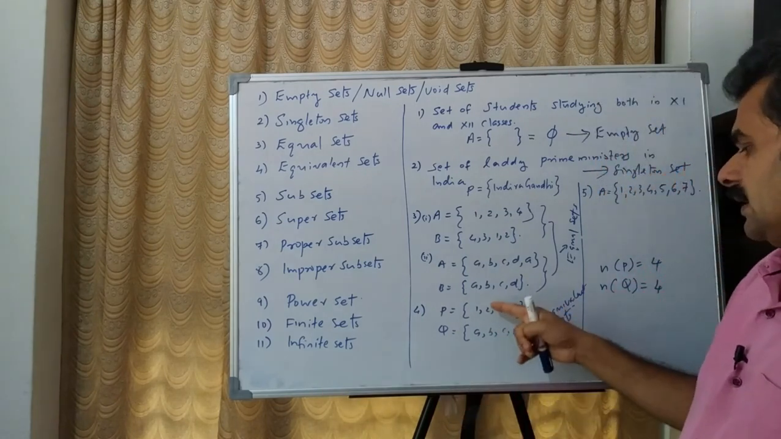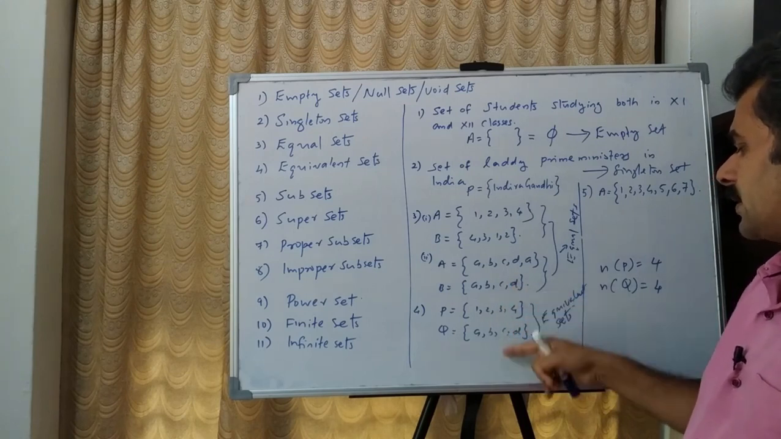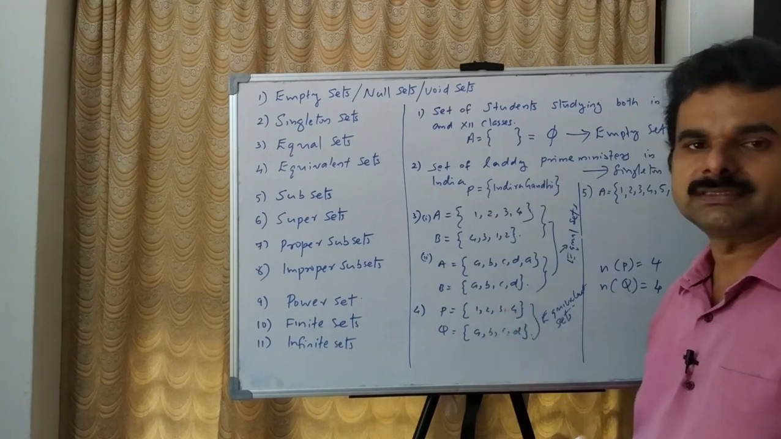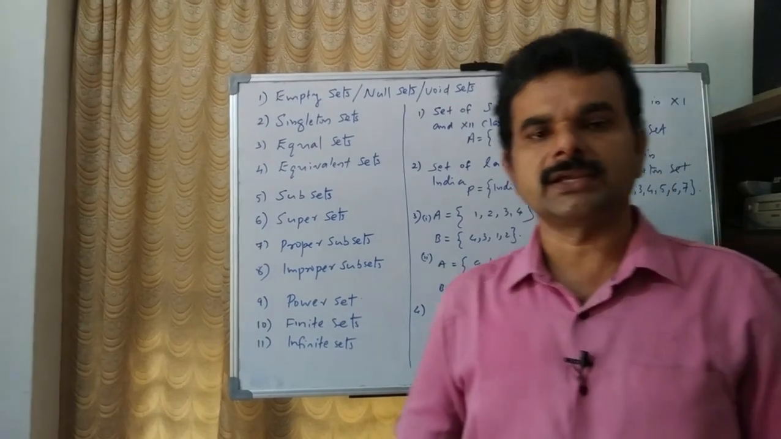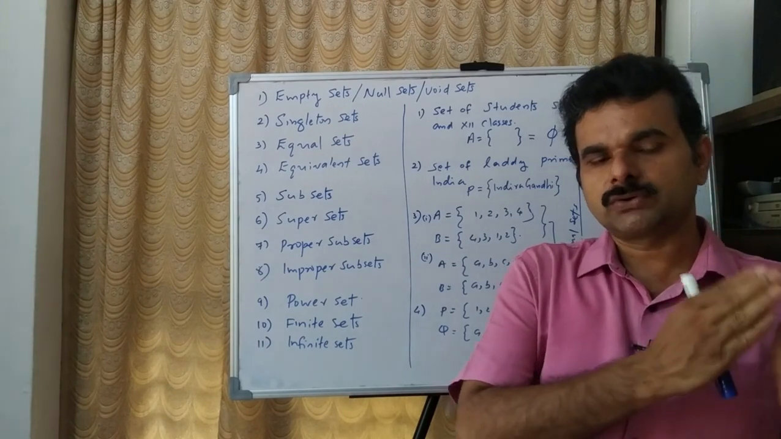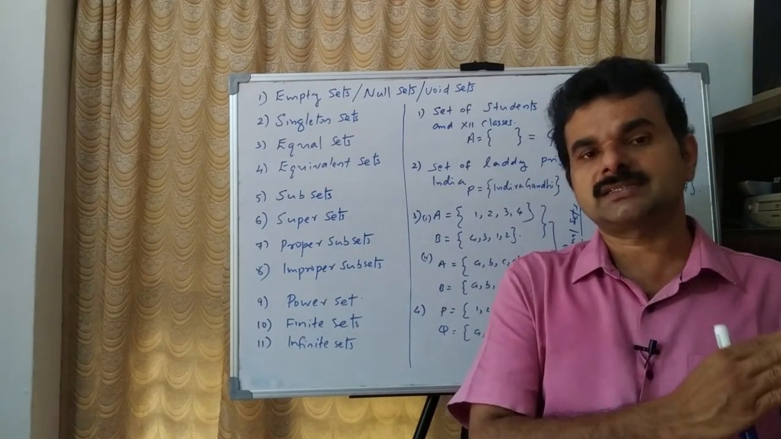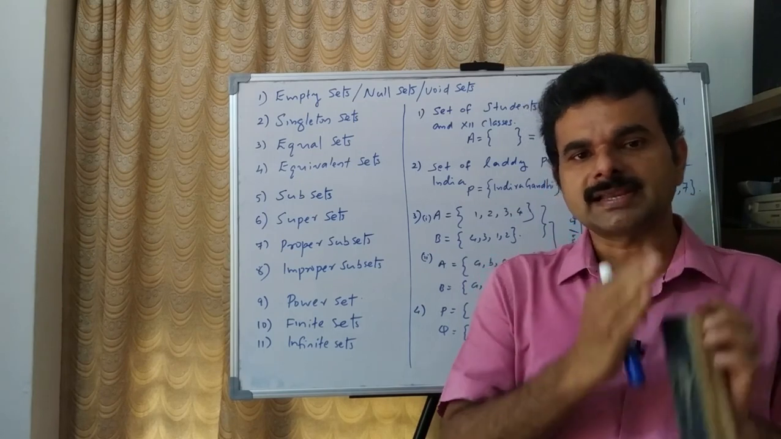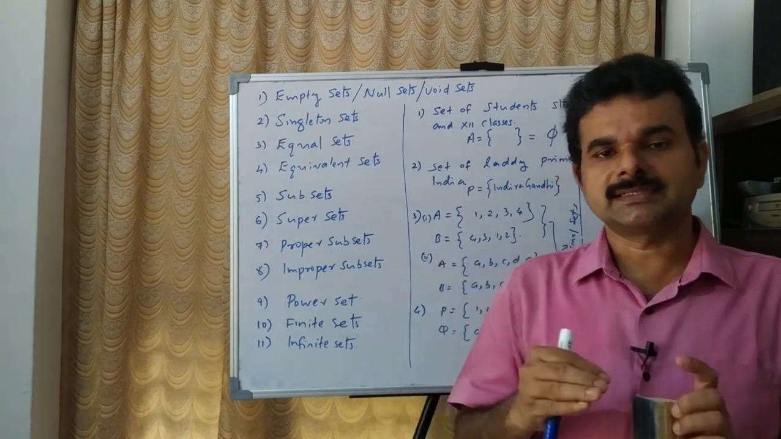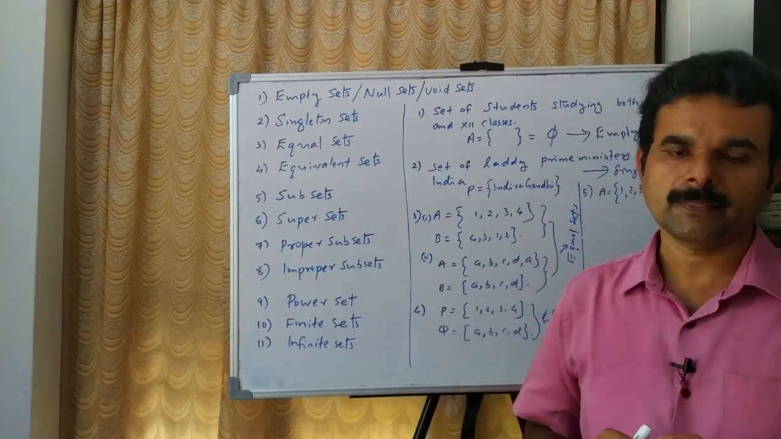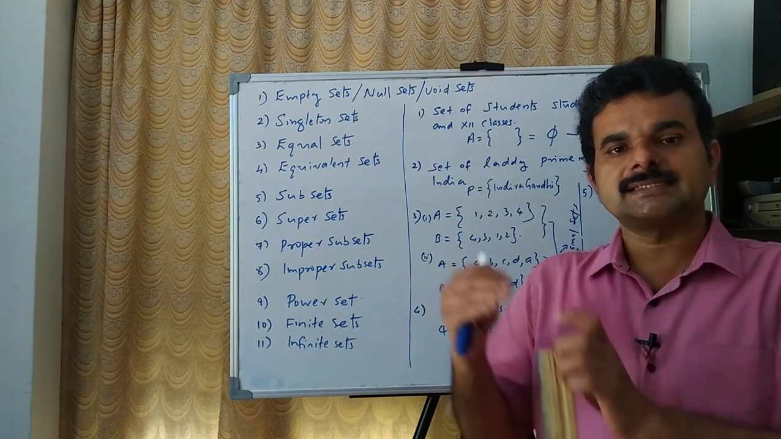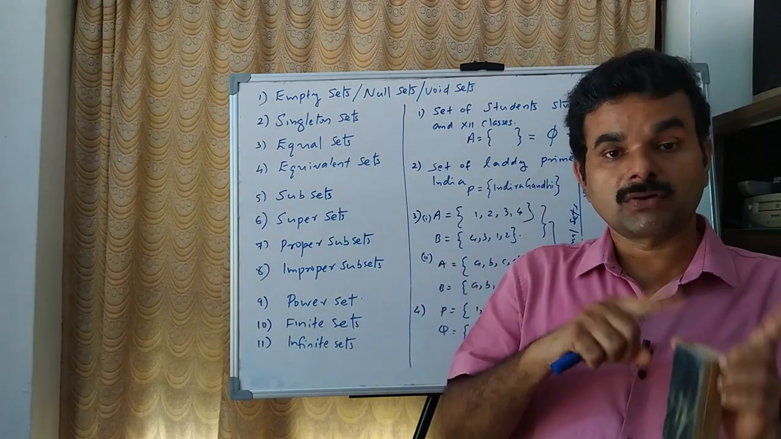Similarly, we know that these two sets P and Q are equivalent sets. Are they equal sets? No, because the elements are different. Generally, the difference between equal and equivalent sets is what? Two sets are said to be equal when the only condition is that each element should be identical. This is the condition for equal sets. Then for equivalent sets, the number of elements in each set should be the same.